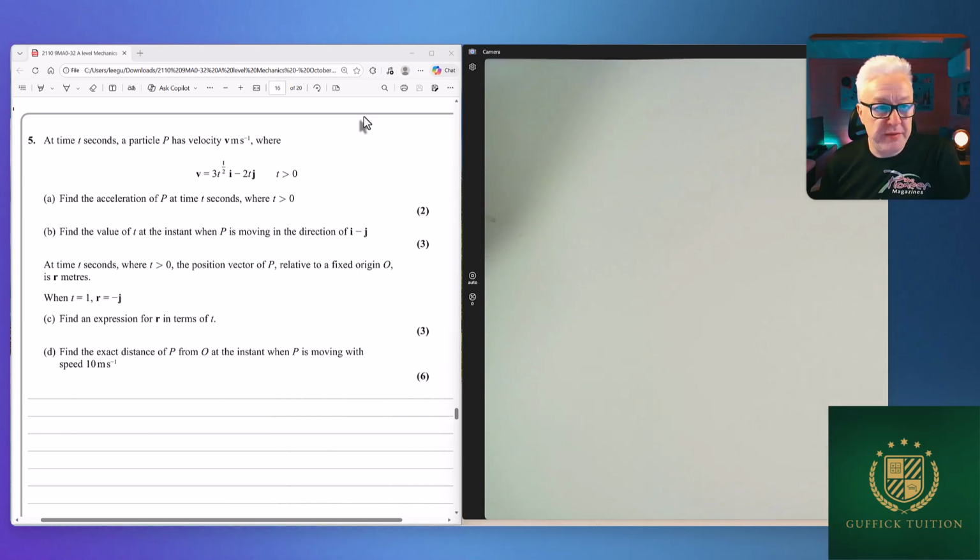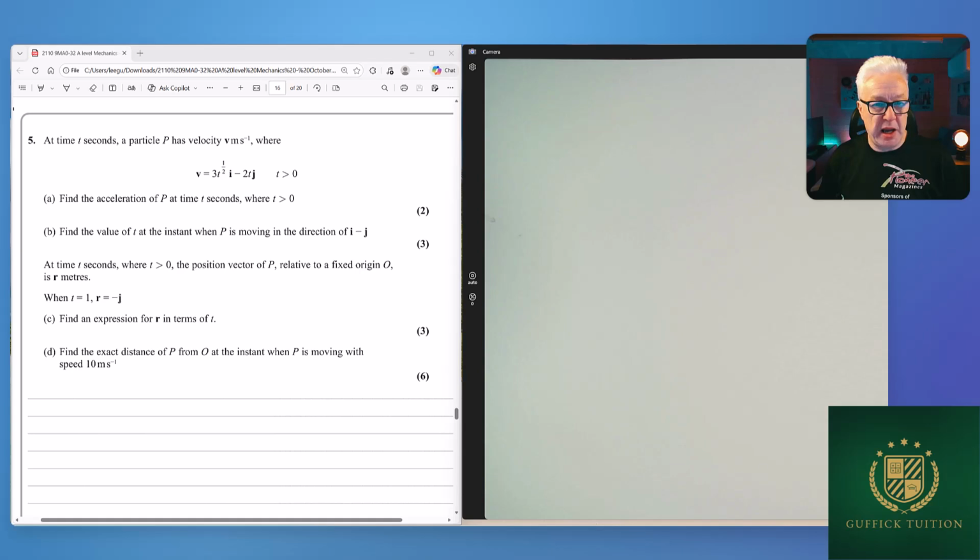Hello everyone, we've got a nice variable acceleration question here. It says, at time t seconds a particle P has a velocity of v meters per second, where v equals 3t⁻⁵ minus 2tj, where t is greater than 0. Find the acceleration of P at time t seconds where t is greater than 0.